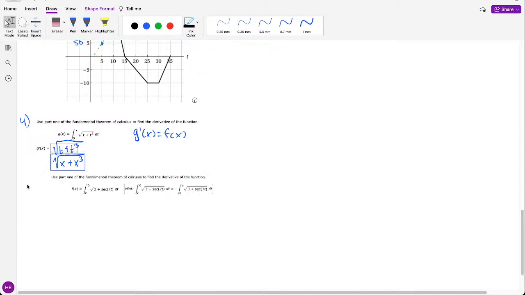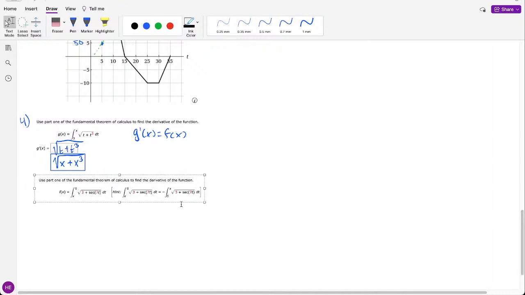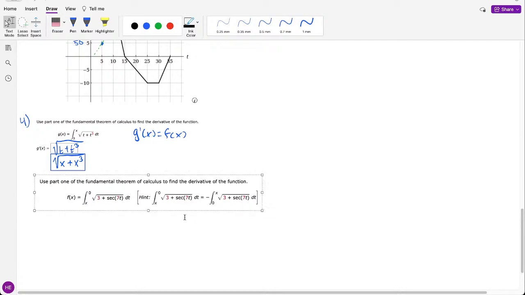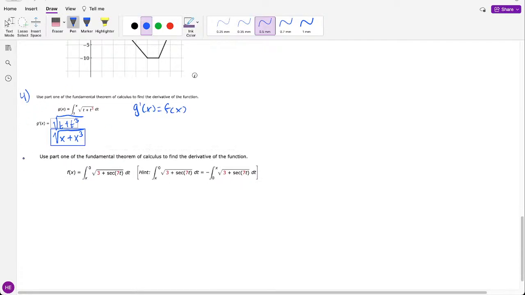Okay, next problem. Make it a little bigger. This is problem 5. Use part 1 of the fundamental theorem of calculus to find the derivative of the function f of x equals the integral from x to 0 of square root of 3 plus secant of 7t with respect to t.